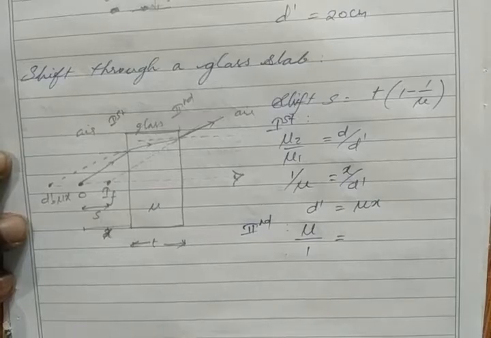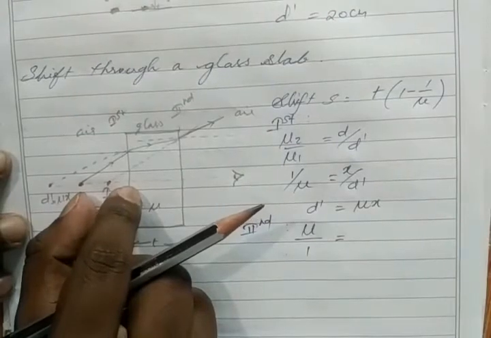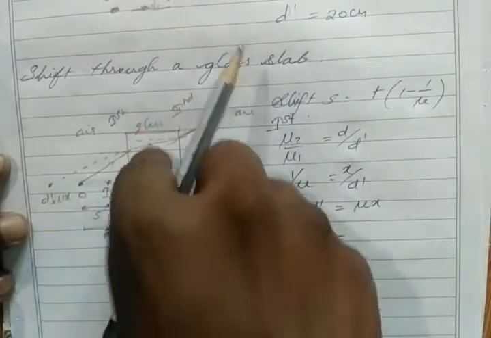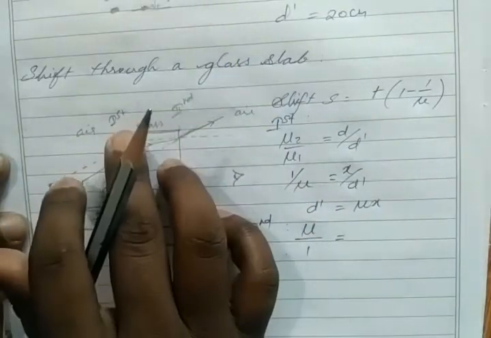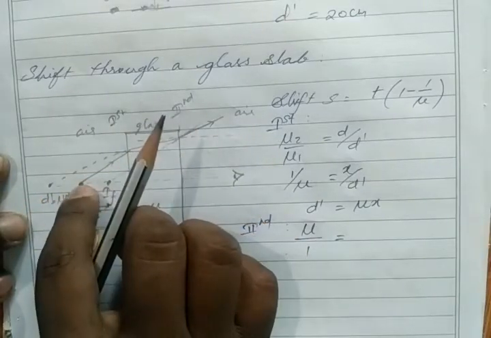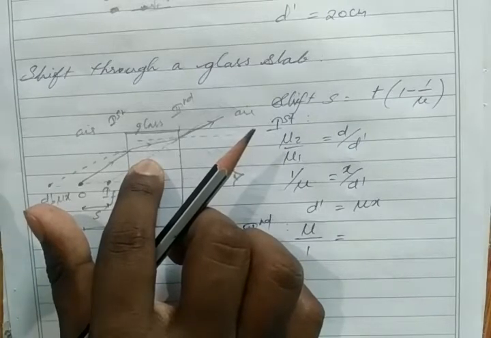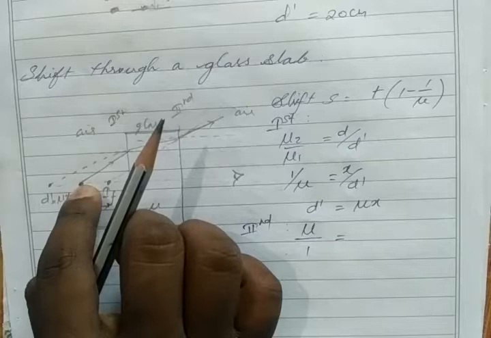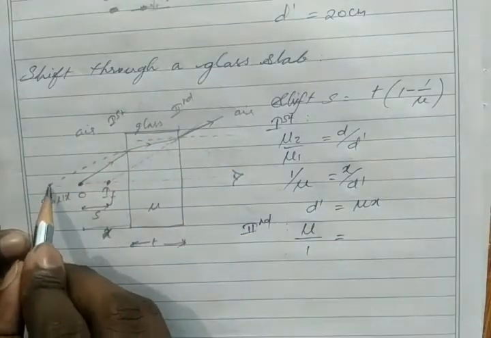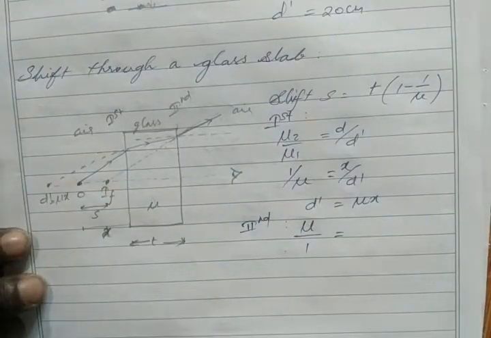Clear? Why did the distance increase here? This is our actual distance, but our apparent distance increased. Why? Because we are viewing this point from the glass. First I consider the first interface, air-glass. The first interface means we are viewing this point O from the glass. So if I look from the denser medium, then the point distance will increase. That's why the distance is increased up to here. This is the actual distance, but the distance increased. That distance is mu x.